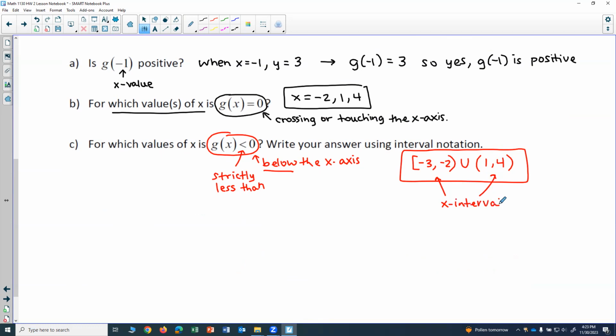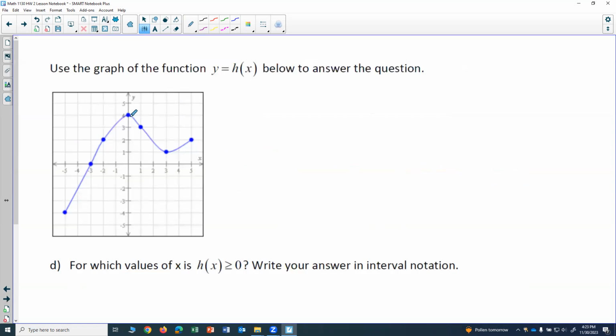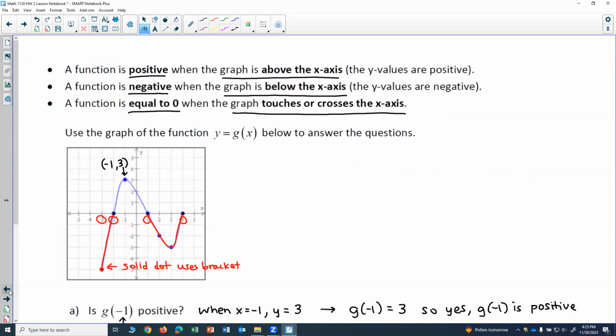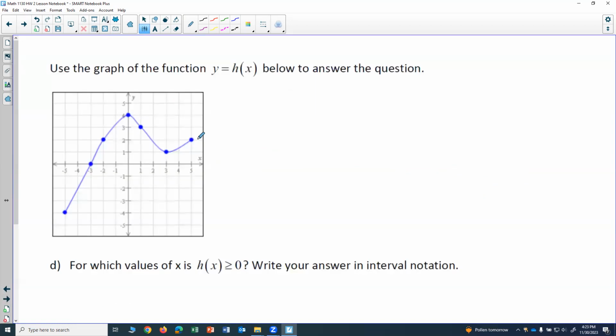They give a left bound and a right bound for where your graph is below the axis. Let's look at one more example. We have a different graph here, and we want to use the graph of the function y equals h of x to answer our questions. Actually, it's the same graph, and we're just on part D. Okay, so we're on the same graph. No, it is a different graph. Okay, so we have a different graph.